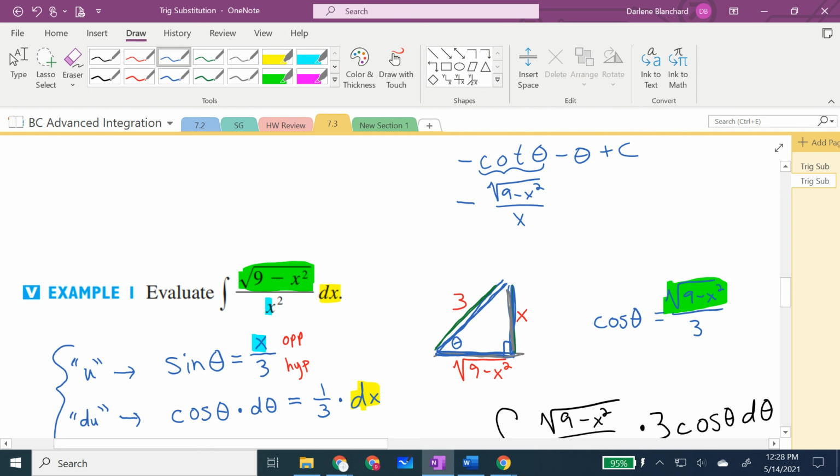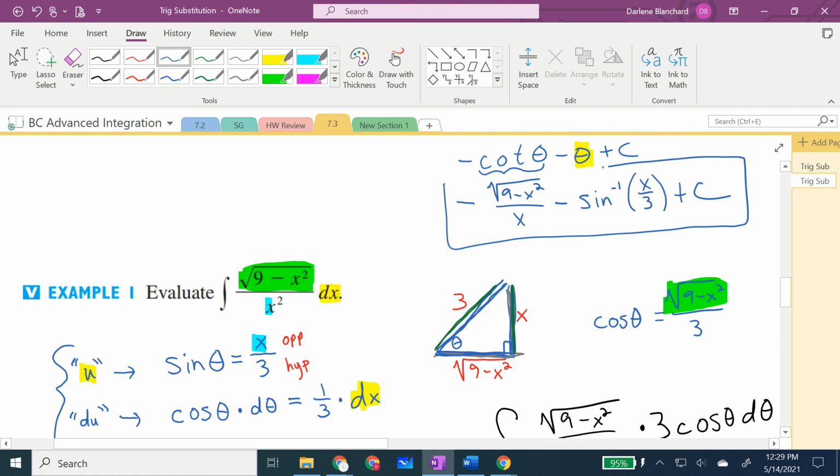But when we run into just plain singleton theta, the only way to convert back is through an inverse trig function. Now, technically, you have 6 options. The textbook is only going to use 1. They're going to use the original U choice. So inverse sine of x over 3. And we are done.